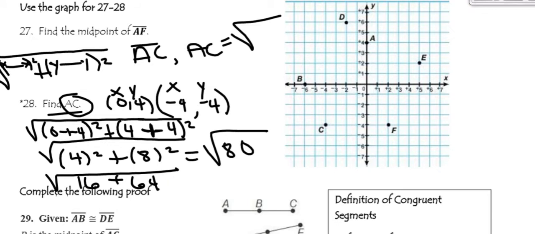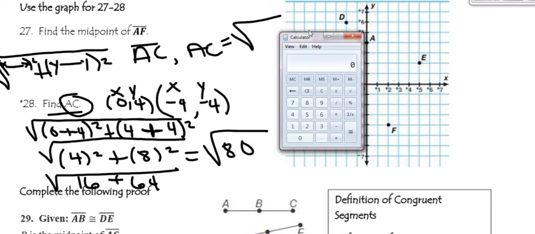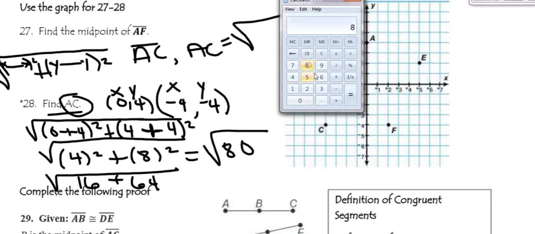And usually you're asked to round to the nearest tenths. So we're going to do the square root of 80. On your calculators, you're going to press the square root button first and then 80. So we get 8.9, rounded to the nearest tenths. This is less than 5, so it just stays as 8.9.